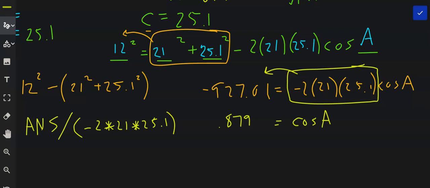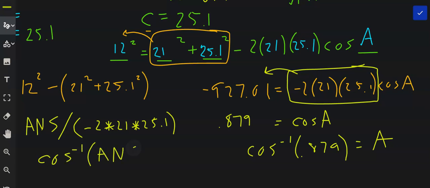Now what? How do I get A by itself? The inverse cosine, right? So what I'm doing is the inverse cosine of 0.879. What do I type on my calculator? I type cosine inverse, and then I use the answer key. If you don't know where the answer key is, it's at the bottom of your calculator, right above the little negative button. Unless you've got a different style calculator, then you probably need to find it. When I do cosine inverse of the answer, I end up with 28.4.